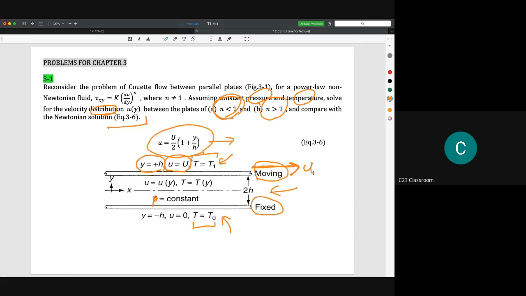And then at the bottom, the boundary condition is at y equal to negative h, u is equal to 0. Why do we give y equal to minus h? Because the total length is 2h. So we assume that we have 0 at the middle, and then we have h, and we have minus h.